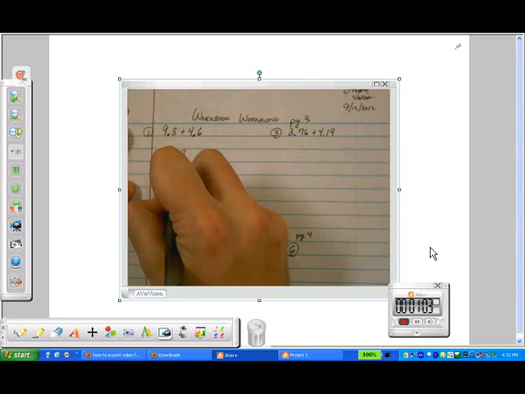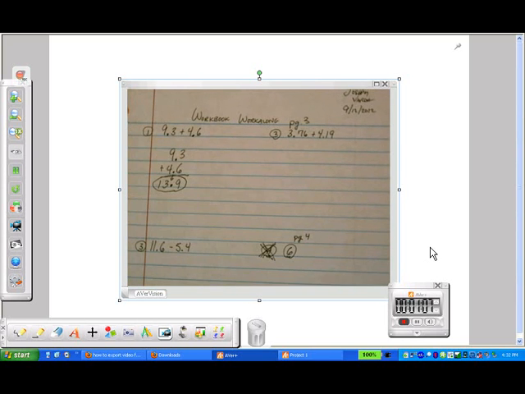Adding and subtracting is very easy. I drop the decimal points down. If I was multiplying, I would have to do a little more work to figure out where my decimal point would go.